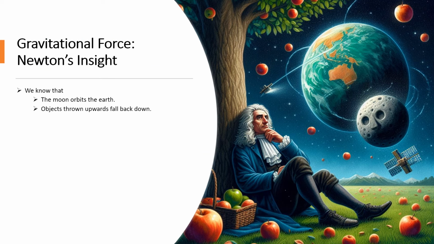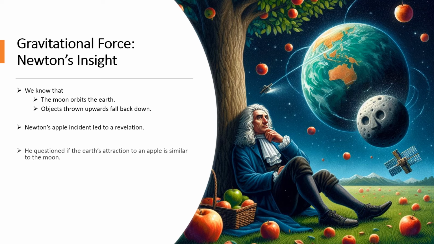Now, let's try to explore what Newton's insight about the gravitational force was. We know that the moon orbits the earth. Objects thrown upwards fall back down towards Earth, right? So Newton's apple incident led to a revelation for him. You know the story, right? He was sitting under a tree, an apple fell on his head, and he started thinking why the apple fell down instead of going up. This incident led to a revelation.